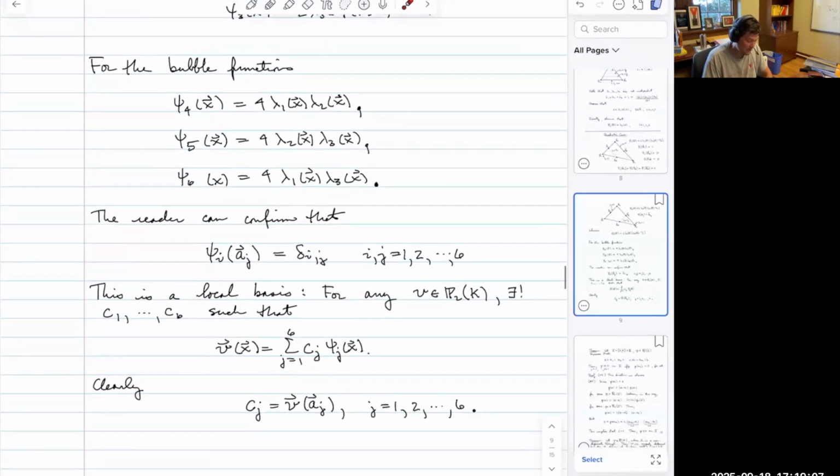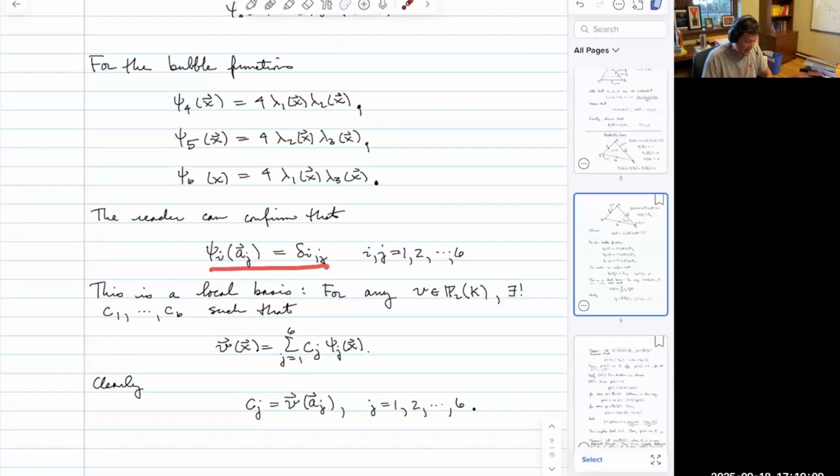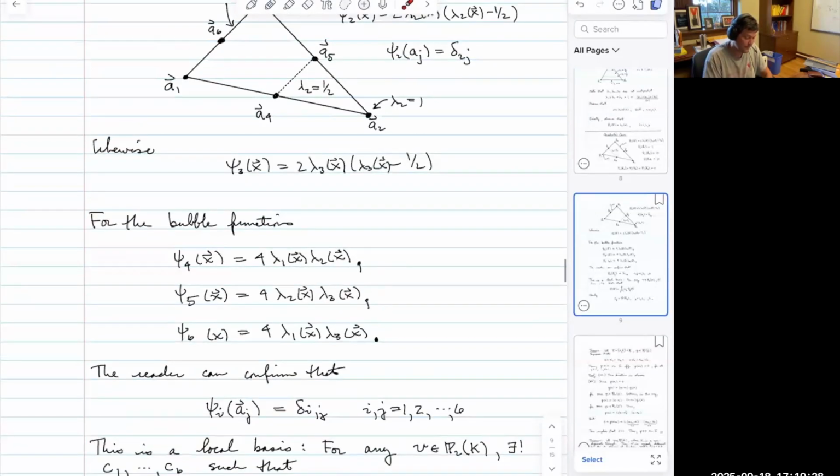Okay, so all in all, the reader can confirm that we have psi i of aj is equal to Kronecker delta ij, i and j equals 1 up to 6. Okay, so our local stiffness matrix in this case is going to be a 6 by 6 matrix that has 36 elements in it because it's got 6 degrees of freedom, right? And we have to pair them up in all the possible combinations.